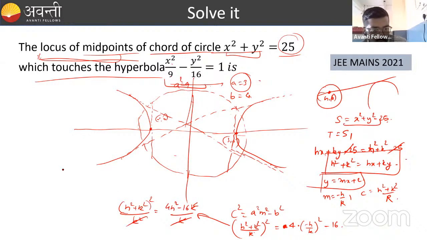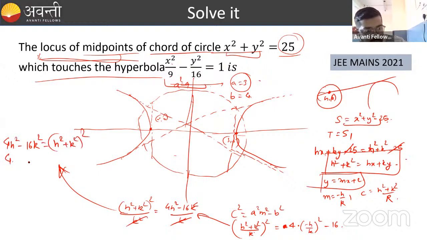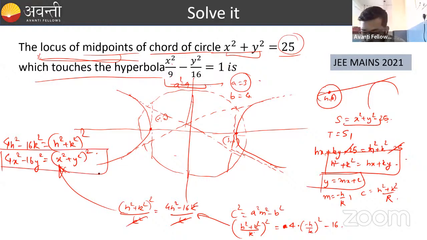So the locus of h comma k comes out to be 4h square minus 16k square equals h square plus k square whole square. This can be replaced by 4x square minus 16y square equals x square plus y square whole square, right?